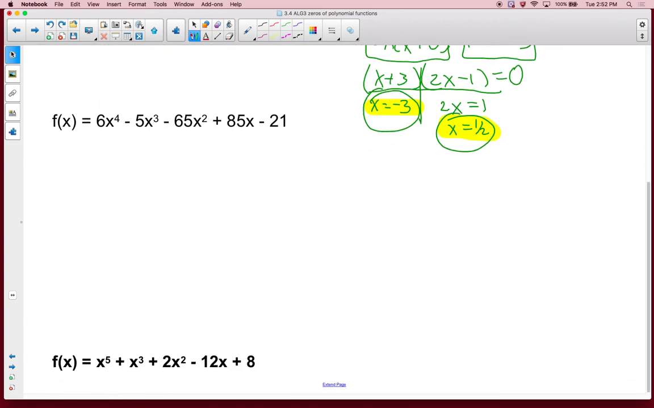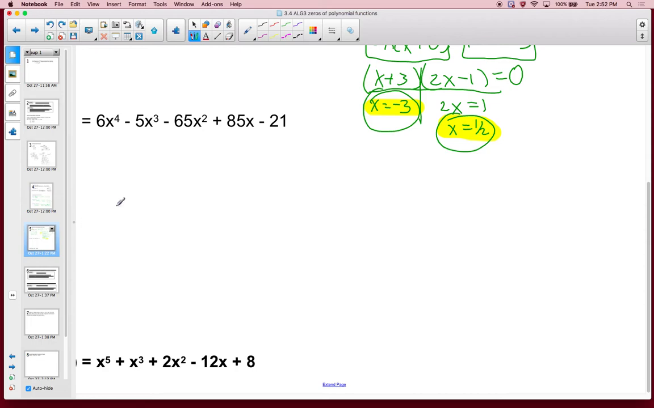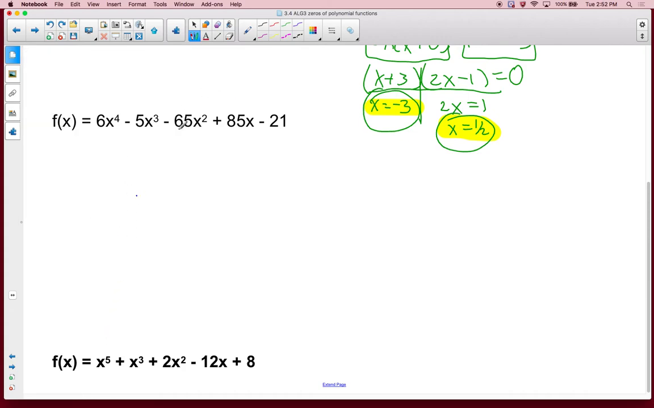Let's see. So we will have a fourth root, one that's to the fourth, or quartic, and a quintic, x to the fifth. So let's take a look here. We start again with our possible rational roots. These take a little bit of time, which is why I'm also making a video for this one.